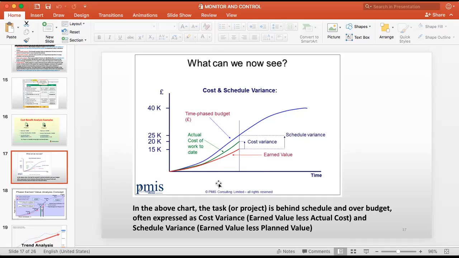It's something like that. It's a simple example. You have a time and budget phase. The task is behind schedule. It is behind the schedule and over budget.